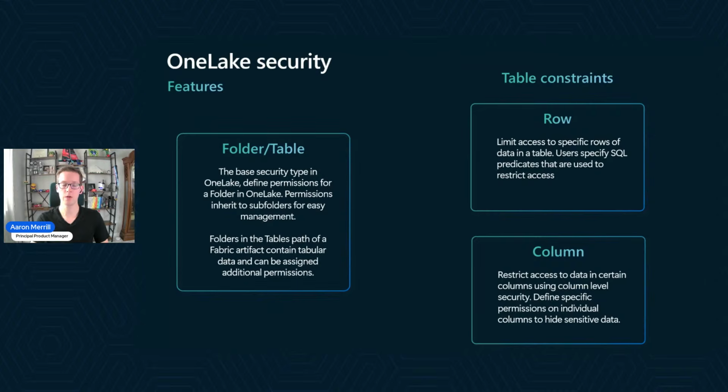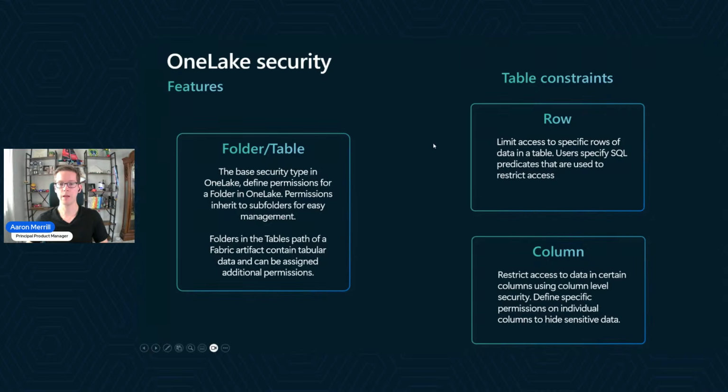Once you then have your role created, there are different security features that you're actually applying through your role. So the base security type is folder or table level security. This is where you're going to grant access to just everything in that folder or table. Because pretty much everything in OneLake is a folder, that's why these two are combined together. So you can either grant access to the folder and everything inside of that folder, or grant access to the table, and then that means you're granting access to all rows and columns of that particular table.